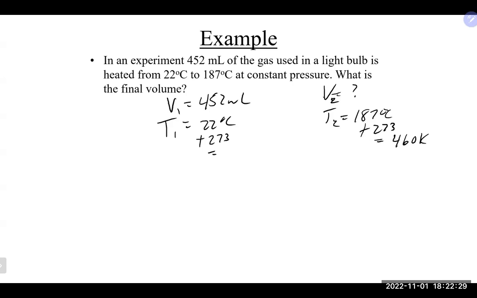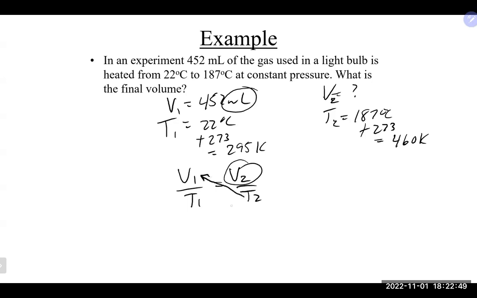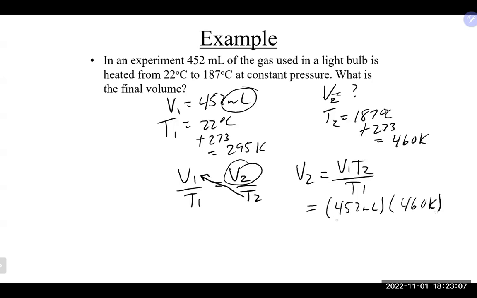And a 295 over here. We could leave our volume in milliliters. It just means when we get the answer, obviously it will be in milliliters as well. That's going to give us V1/T1 is equal to V2/T2. In this case, we're looking for V2, so we're going to send T2 to the opposite side, and that would get us V2 is equal to V1 T2/T1. Putting in our numbers, obviously in the right location, gets us 452, our second temperature up on top, and our first temperature there on the bottom.